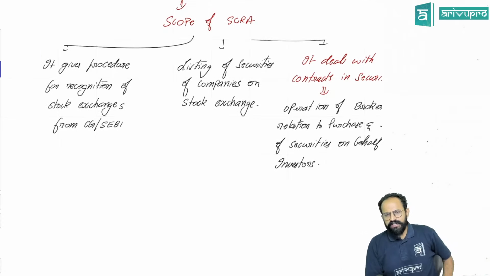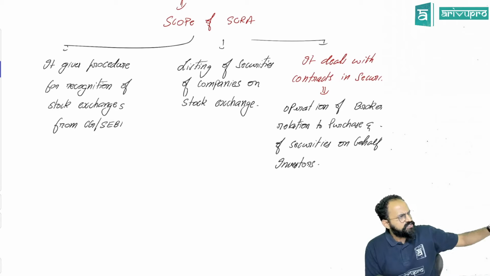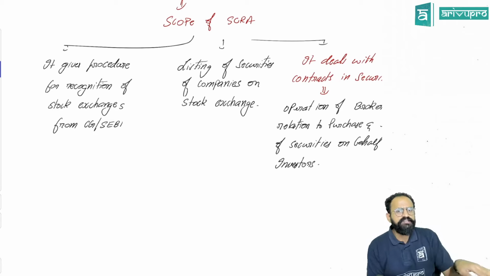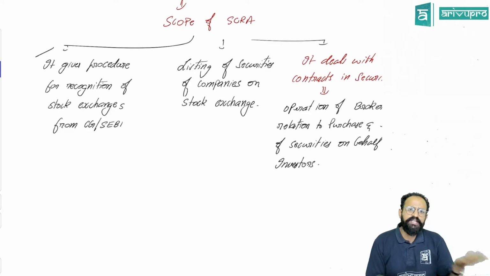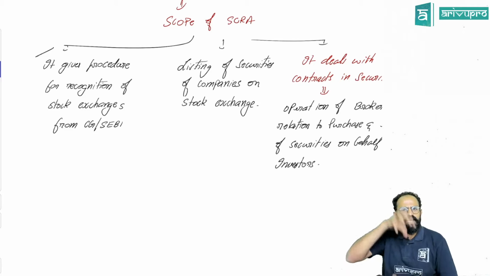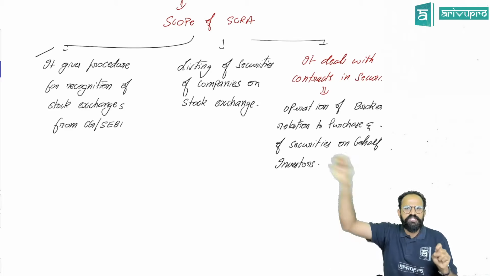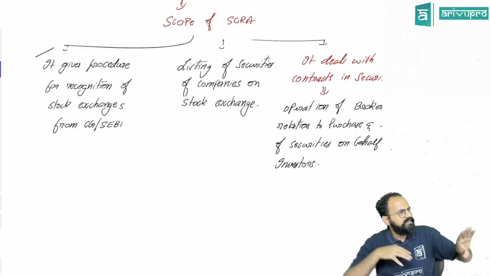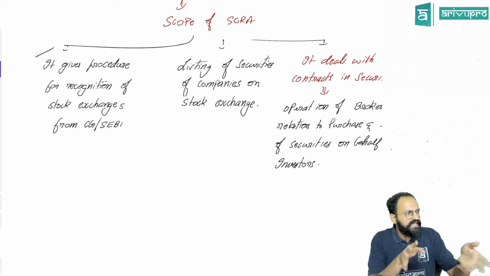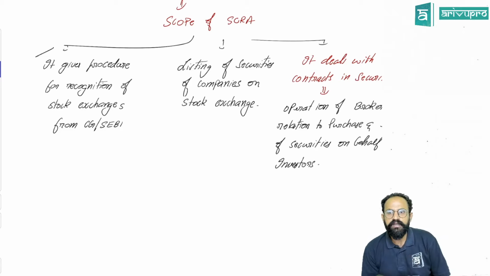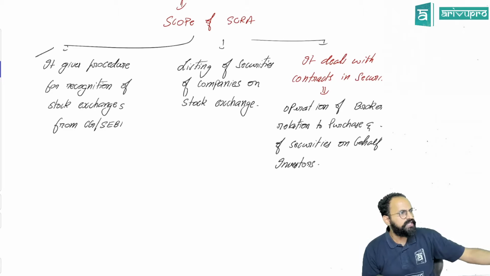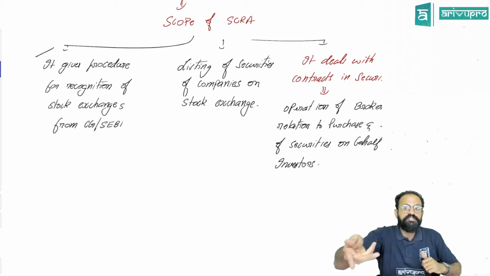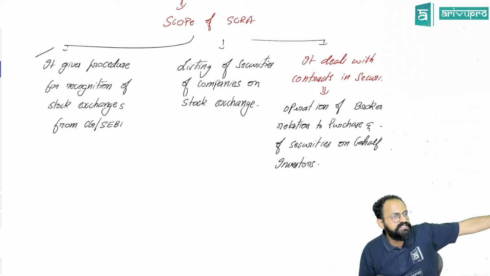Now, what is SCRA? It was passed by Parliament. Securities Contract Regulation Act. Now, why was it passed, people? To cover these three things. First thing, it gives procedure for recognition of stock exchanges. You know listed companies. What do you mean by listed companies? A company enters into a contract with a stock exchange and becomes a listed company, so that from tomorrow you can trade in those securities. That is called a listed company. Where are they entering into a contract? With a stock exchange. If you want to start a stock exchange, what is the procedure? It is given in SCRA.